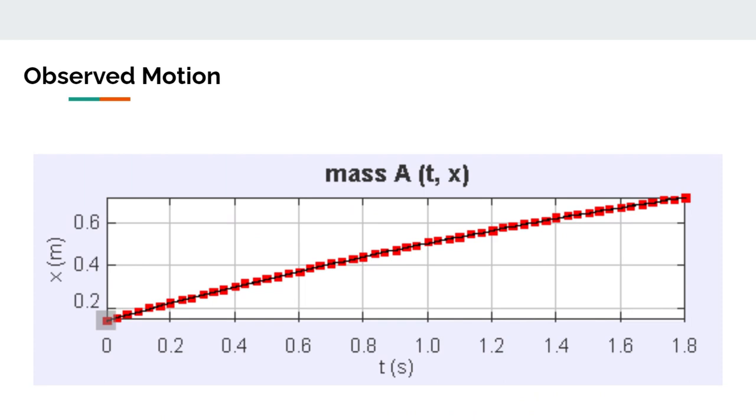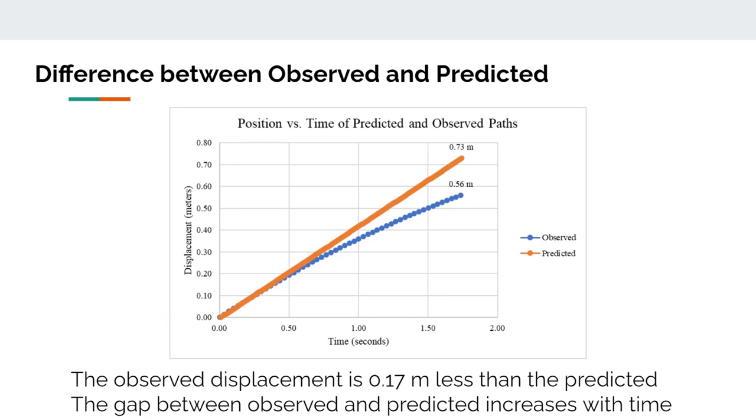And here is the displacement that you can see from the tracker as well. It has a relatively constant slope, as we would expect, but you do notice it starts to arc off, and we will talk about that shortly. So I have plotted our predicted and observed paths, and you can see that there's a big difference, and that difference increases as time goes on. And due to that, we have a 0.7 meter difference between our observed and predicted.